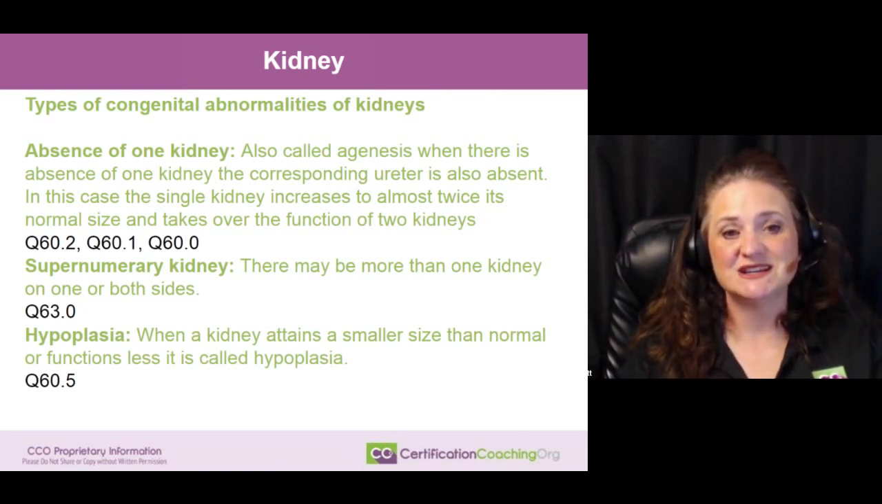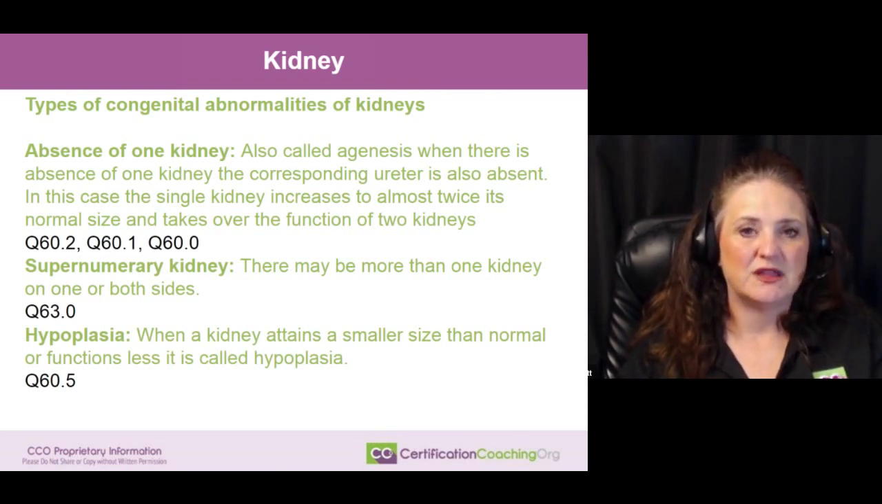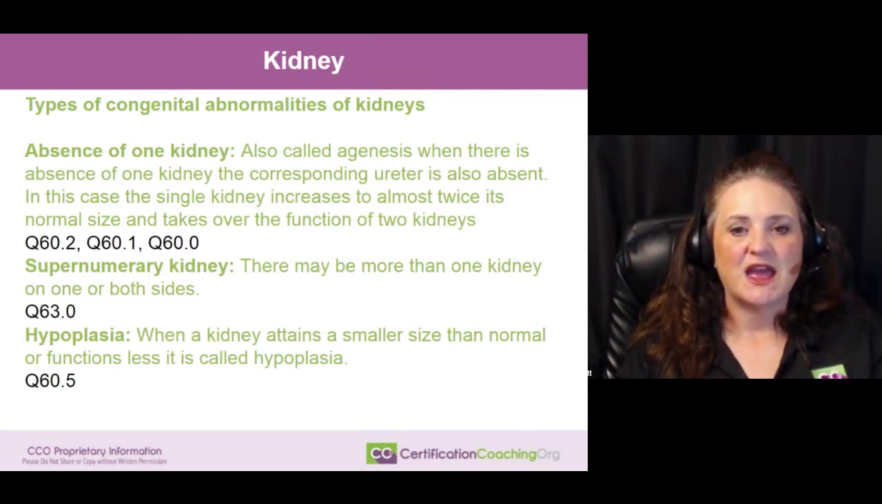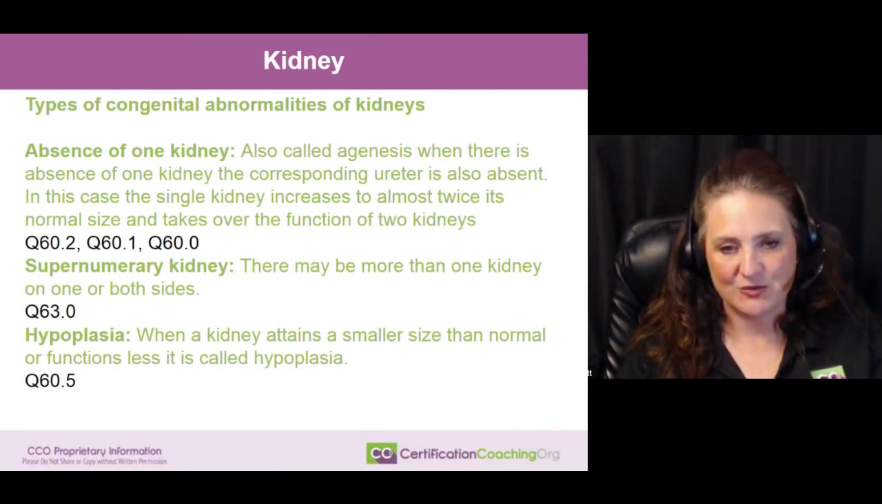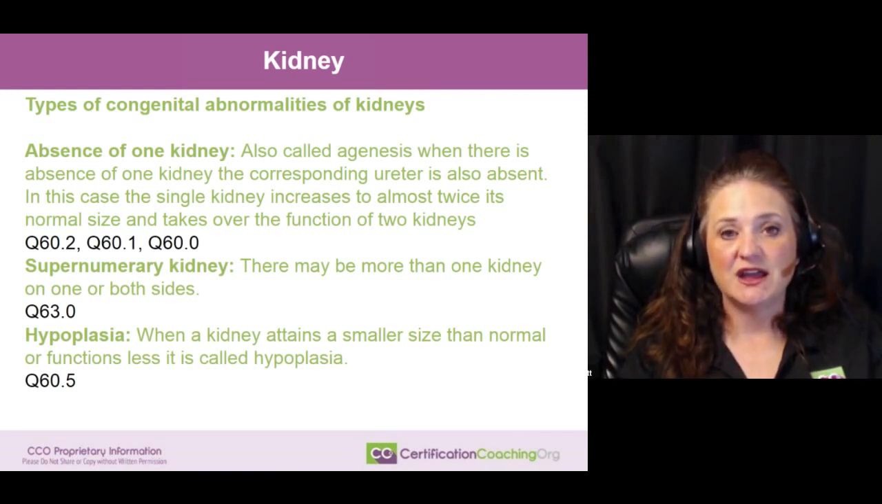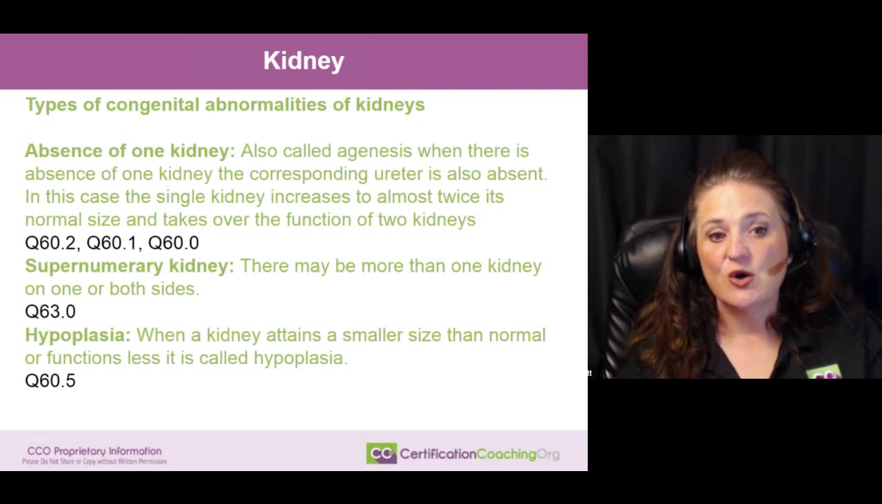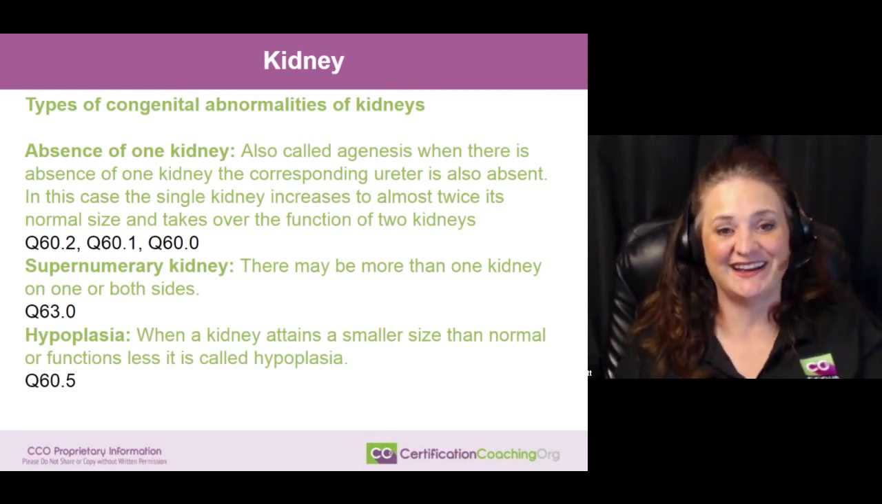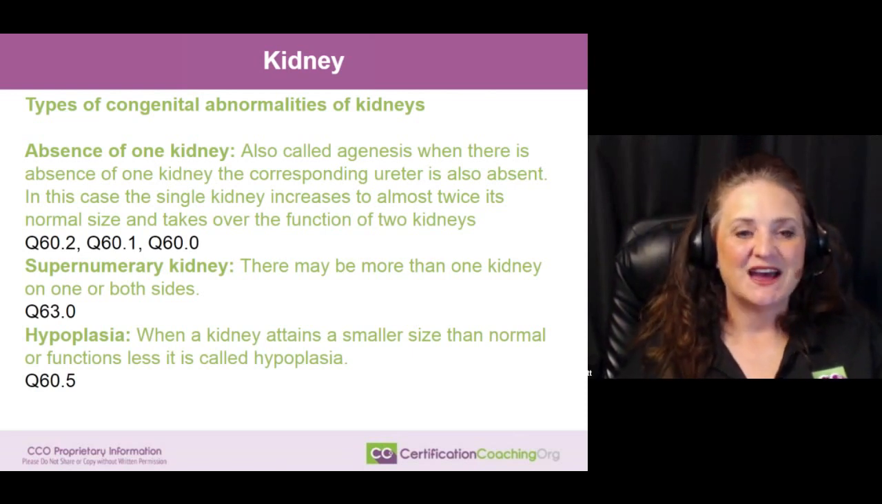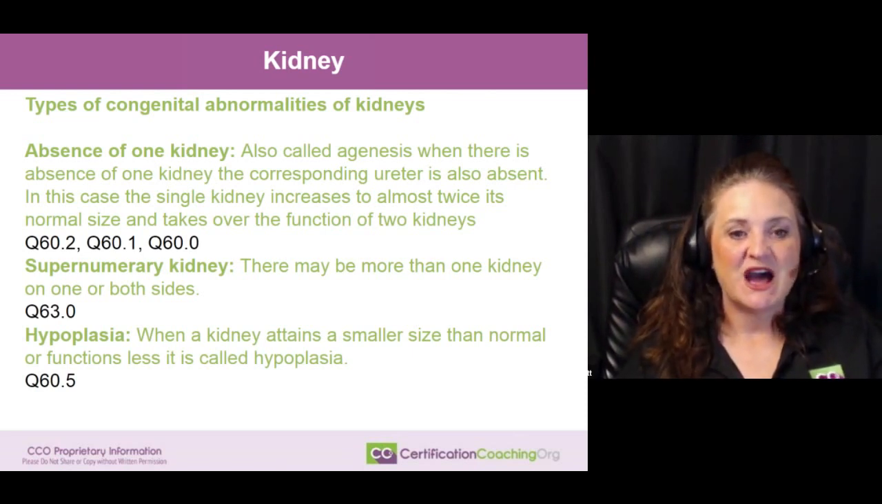Usually if you are missing a kidney, there could be issues, and they would know. Then there is a condition called supernumerary, where you have more than two kidneys. You could have an extra kidney, so a third kidney, or an extra kidney on each side and have four kidneys. It happens. That'd be a Q63.0.